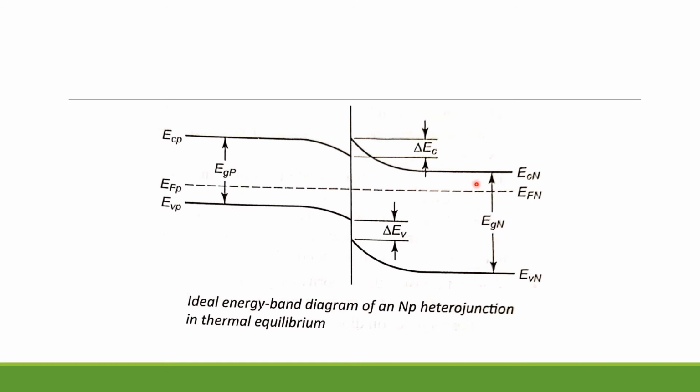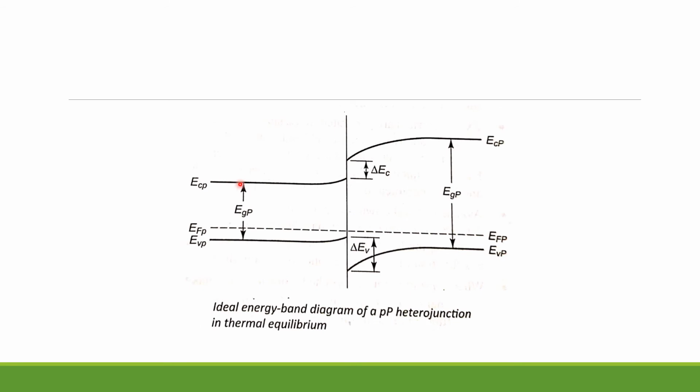This is the wide energy gap of the n-type material and this is the narrow band gap of the p-type material. So this figure shows the ideal energy band diagram of an nP heterojunction in thermal equilibrium. The narrow band gap of a particular p-type material is this, and the wide band gap of another p-type material is this. So this diagram shows the ideal energy band diagram of a pP heterojunction in thermal equilibrium.